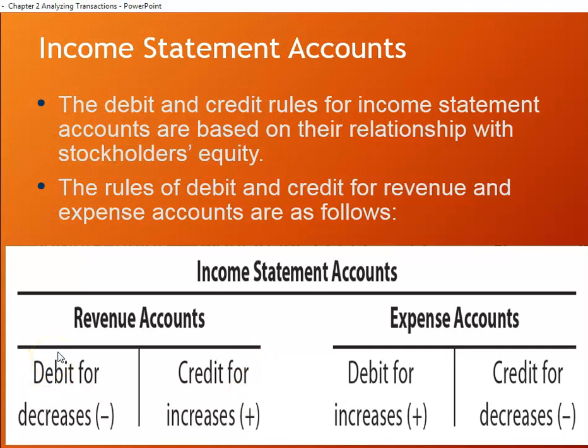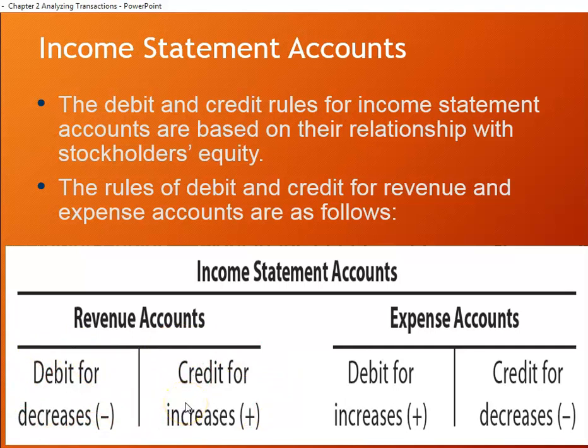Moving over to the income statement accounts, by explaining some of those asset accounts, we got into this a little bit already. It says the debit and credit rules for income statement accounts are based on their relationship with stockholders' equity. Okay, and we just said that, didn't we? We said that retained earnings was a reflection of revenue. The rules of debit and credit for revenue and expense accounts are as follows. So revenue accounts: a debit for decreases and a credit for increases. So again, I'll say it again.